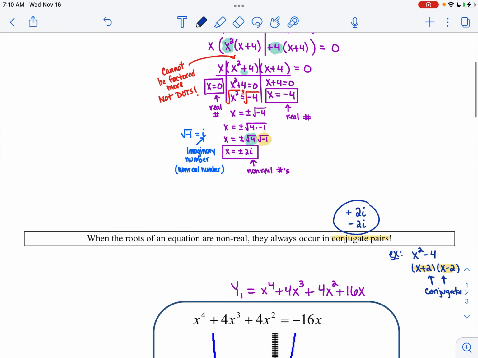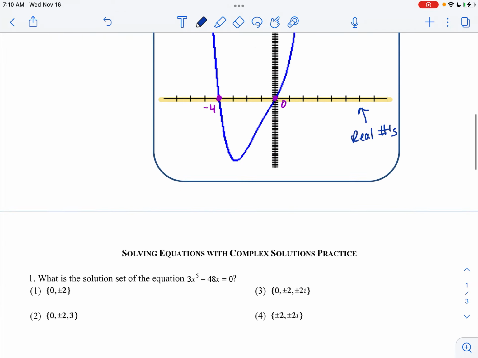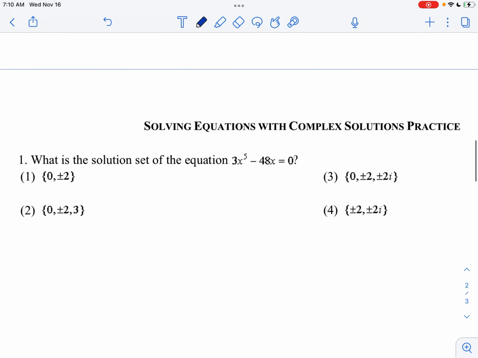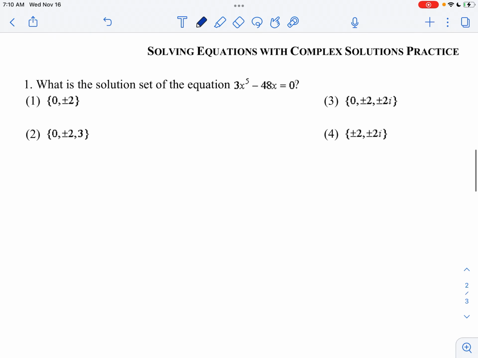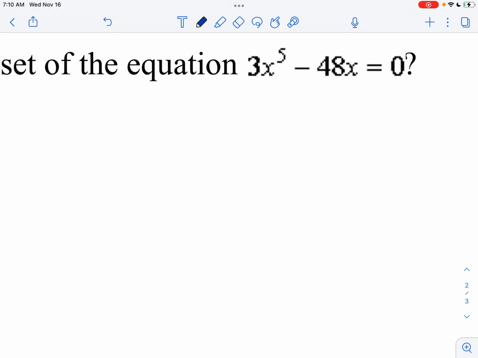Okay, what I'd like to do now, just because this is new and you're watching a video for this, let's take a look at the first practice question together, and then I'll give you some time to work on the rest of the practice. So for number 1 in the practice, we're going to, again, take a look at this polynomial and try to solve for the roots.